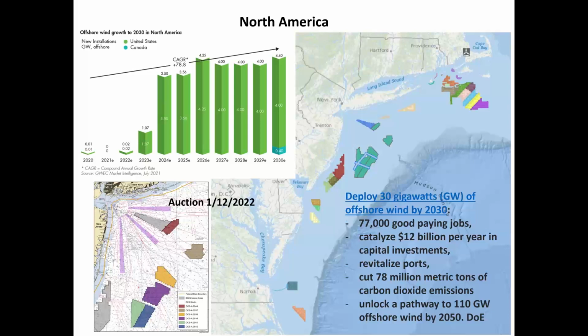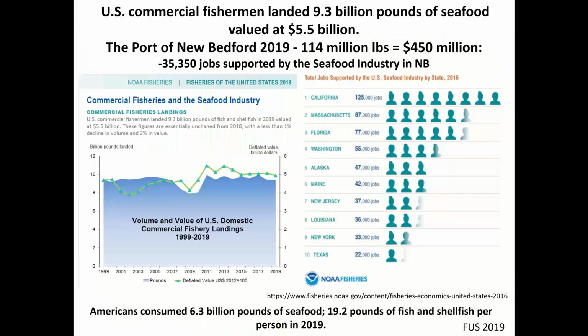And the Department of Energy has predicted that there's going to be a large increase in jobs, and it's going to cut down a lot of carbon emissions and also create a pathway for the further development to 2050. So that's all very positive and good news. But at the same time, we have to remember that there's also a very active commercial fishery on our continental shelf. And the fisheries of New England are very important for the whole country, bringing in a value of about $5.5 billion.